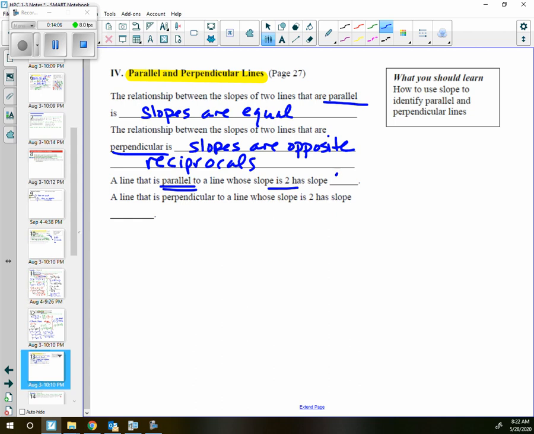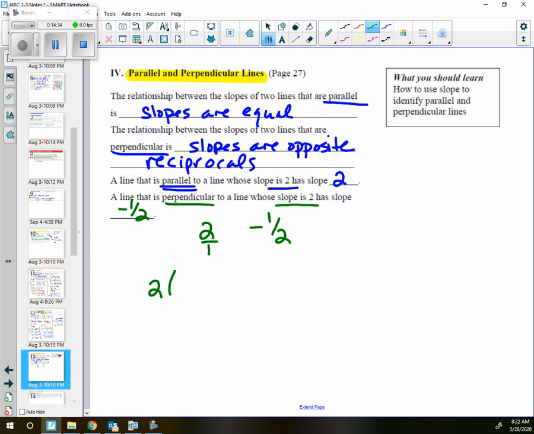Well, it would have to have the exact same slope, right? So same rate of change. What about a line that's perpendicular to a line that has a slope of 2? So opposite reciprocal of 2. So go ahead, pause the video for a sec, jot down what you think your answer should be. So if the original slope is 2, opposite means it's going to be negative, and reciprocal would be 1 over 2. So remember, make any number a fraction, just put it over 1 so you have something to flip. So it would be negative 1/2.